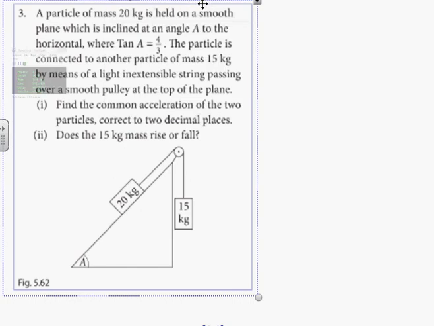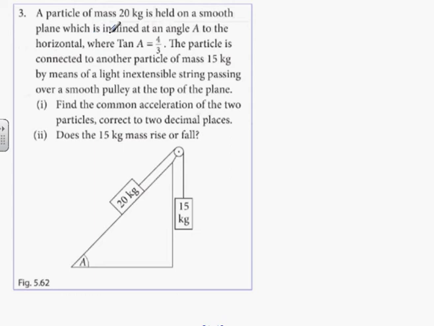What's going to happen is a particle of mass 20 kilograms is held on a smooth plane. Smooth plane means right away, what would that mean? No friction, okay? So whichever way it moves, it's going to avoid the friction. The plane is inclined at an angle A to the horizontal, where tan A is 4/3. The particle is connected to another particle of mass 15 kilograms by a light inextensible string passing over a smooth pulley at the top of the plane. Find the common acceleration of the two particles, correct to 2 decimal places.